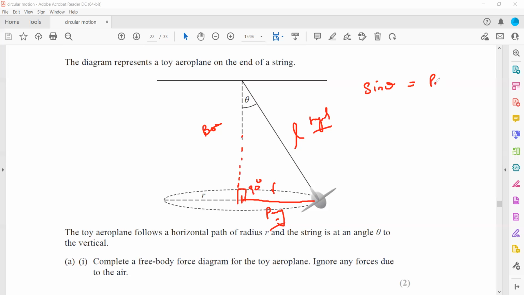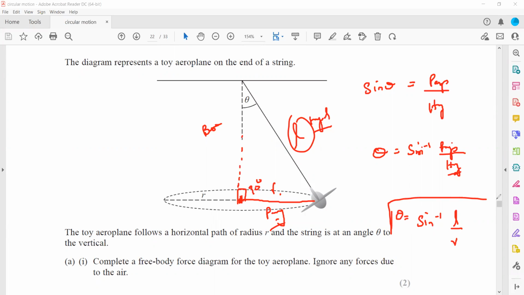So sine theta is perpendicular divided by hypotenuse, or theta is equal to sine inverse of perpendicular divided by hypotenuse. What we'll do is measure the length of the string using a meter rule or a meter scale, and determine the distance from the mean position to get the radius. Length divided by radius, taking the sine inverse of this, we will get the value for theta.